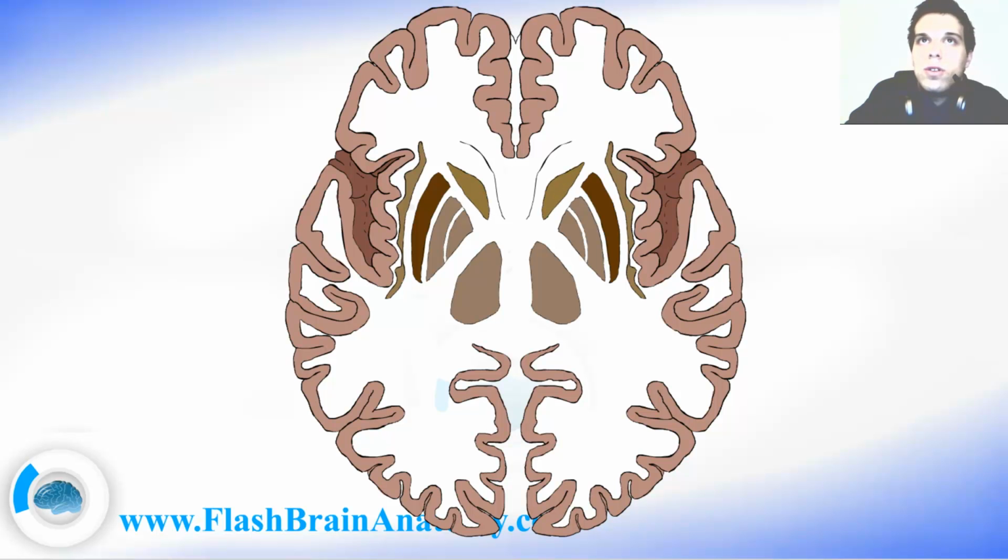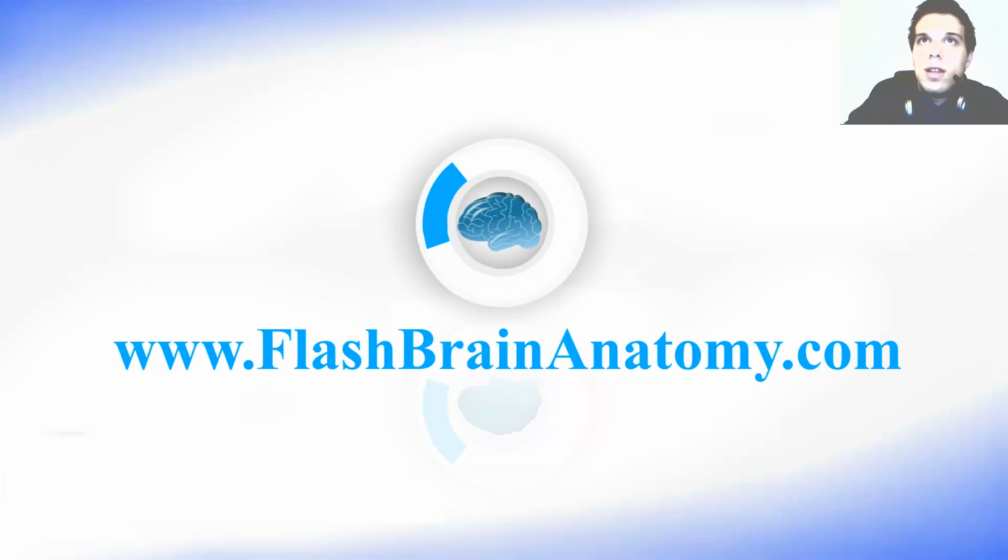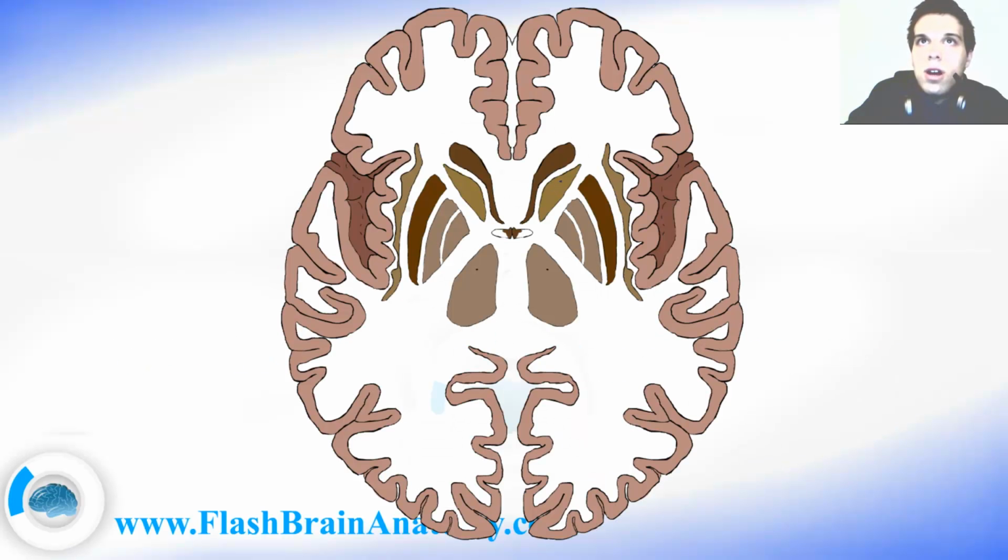And of course here you can see the anterior horn of the lateral ventricle. As I said in the lessons about the lateral ventricle, you can find them on my website flashbrainanatomy.com. The caudate nucleus creates the lateral wall of the anterior horn of the lateral ventricle. To understand this a little bit better, go to my website and watch the lessons about the lateral ventricles.